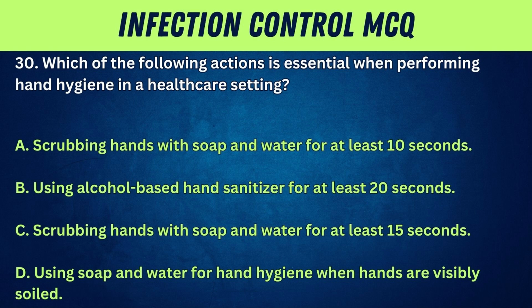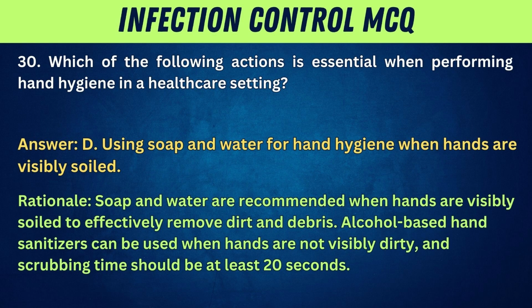Using alcohol-based hand sanitizer for at least 20 seconds. C. Scrubbing hands with soap and water for at least 15 seconds. D. Using soap and water for hand hygiene when hands are visibly soiled. Answer: D. Using soap and water for hand hygiene when hands are visibly soiled.